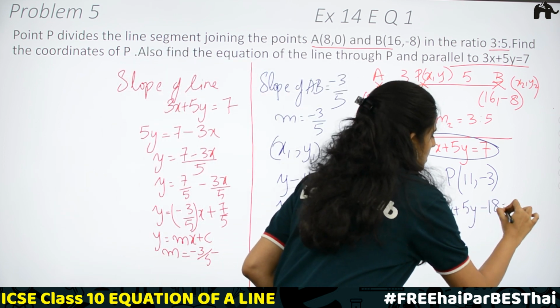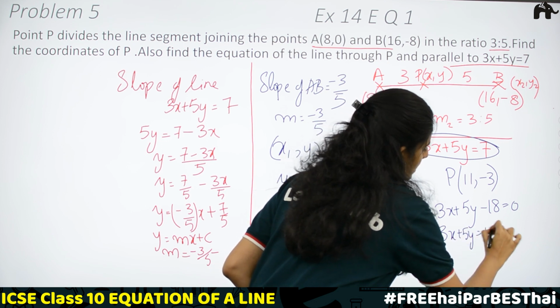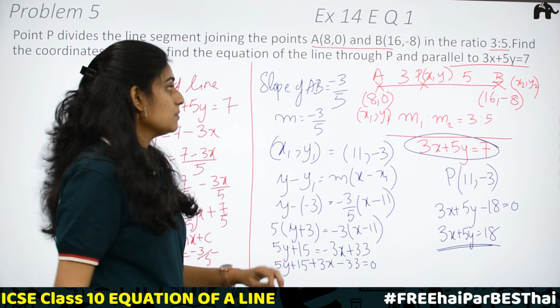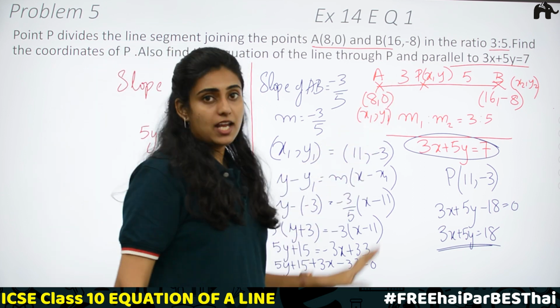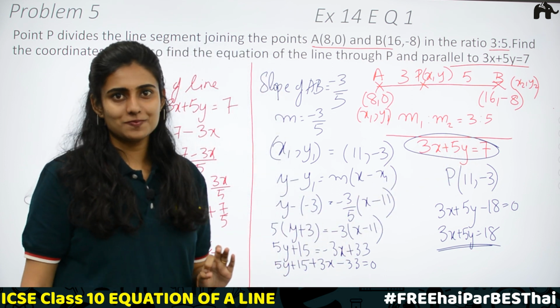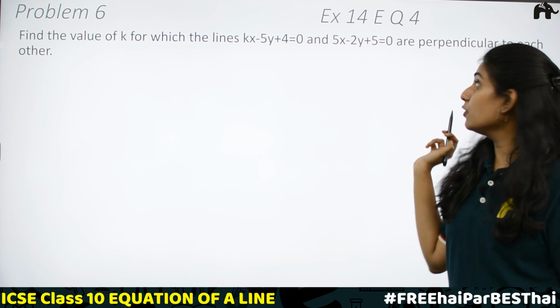Minus 18 is equal to 0, or 3x plus 5y is equal to 18. So, this is the required equation of the line which passes through point P and is parallel to 3x plus 5y is equal to 7. Understood? Clear, right? Next, problem number 6, question 4 of exercise 14E.